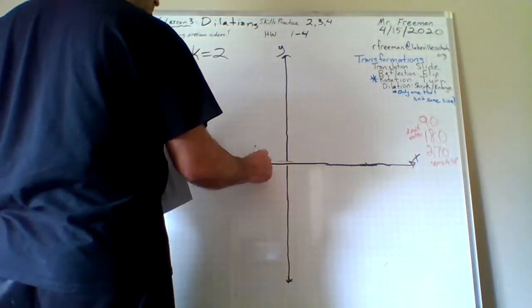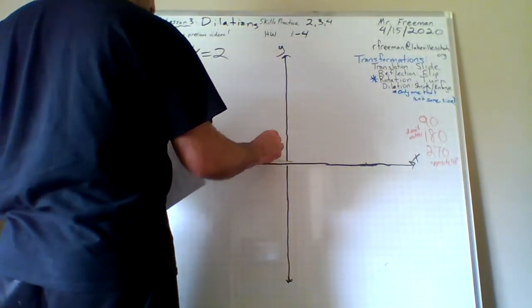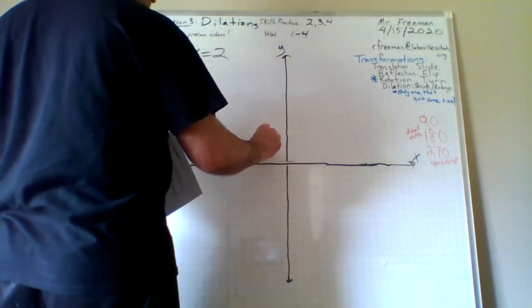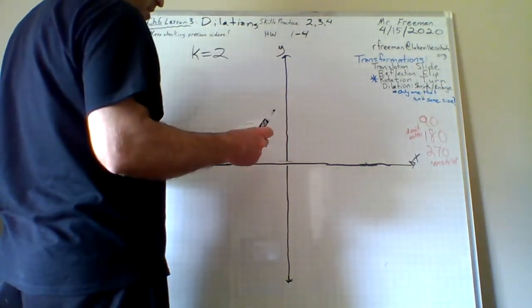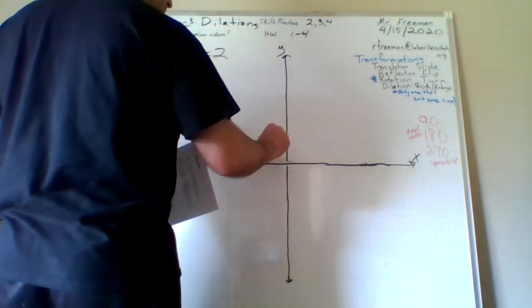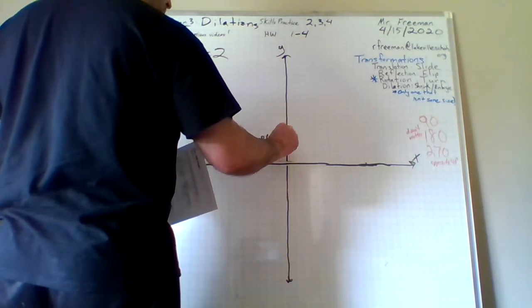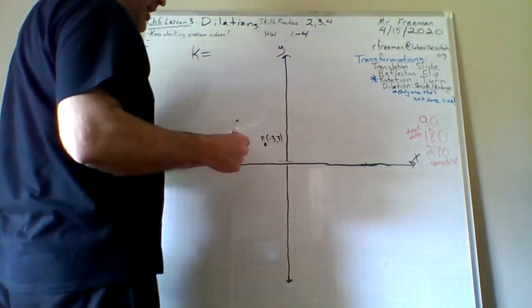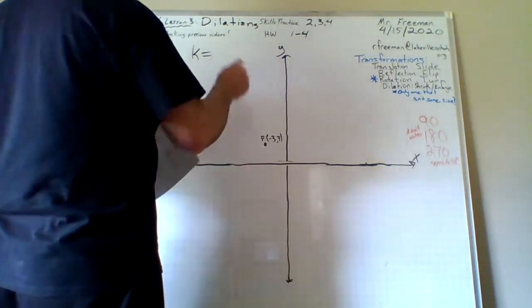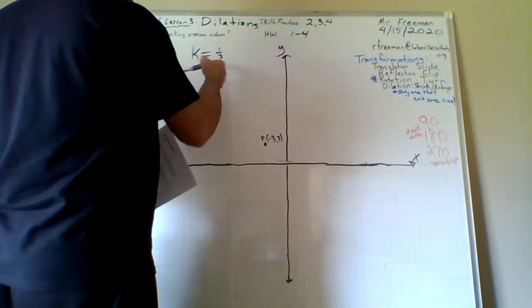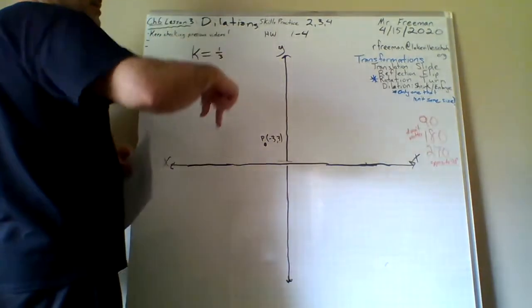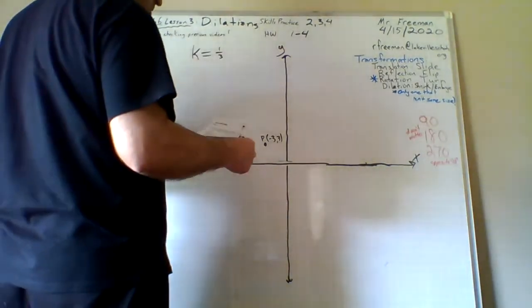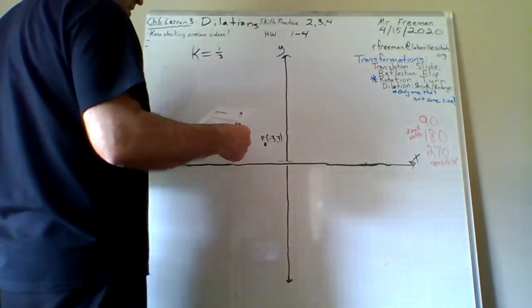1, 2, 3, 1, 2, 3. This is P, and it's at negative 3, 3. I want to make sure I'm not going to draw over the bigger shape. That's negative 3, 3. Our K on number 3 is not 2 anymore. It's now 1/3. Is that bigger than or less than 1? That's less than 1, so this shape that I'm about to draw is going to get smaller this time.